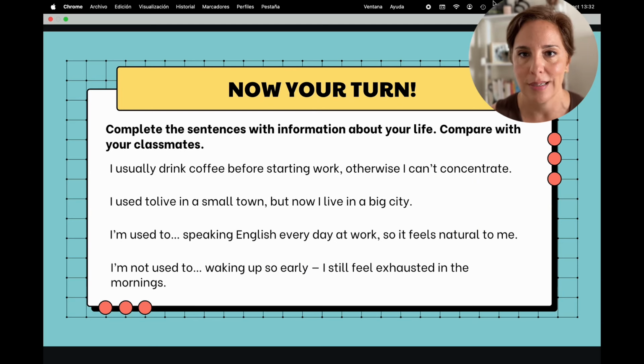It's not in progress. However, for the negative, you could say, I'm not used to waking up early. I still feel exhausted in the mornings. So this is the negative. You don't have the result yet. Todavía no estoy acostumbrada, ¿vale? A levantarme temprano, okay? That's why we use the structure with be used to in the negative, okay?